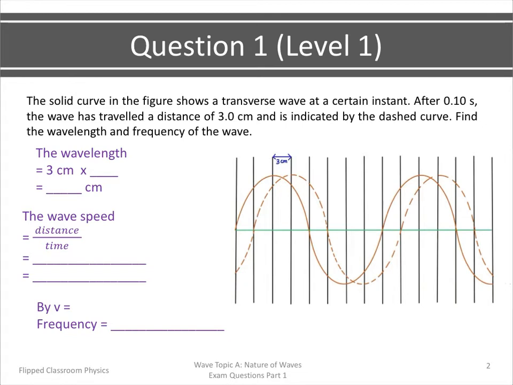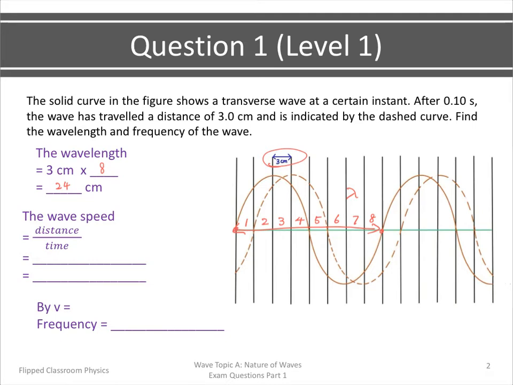This wave starts from here to here. Then the wave pattern repeats. Wavelength is the distance between these 2 points. We call it lambda. It covers 1, 2, 3, 4, 5, 6, 7, 8 divisions. Each division is 3 cm. So the wavelength is 3 cm times 8 equals 24 cm.